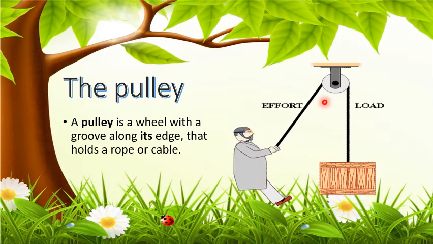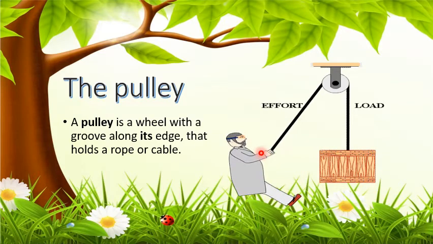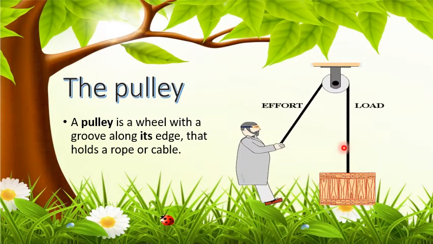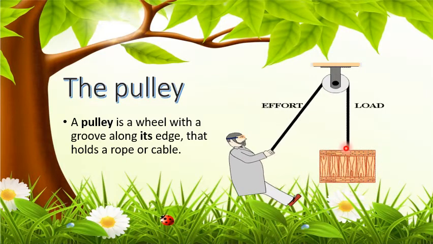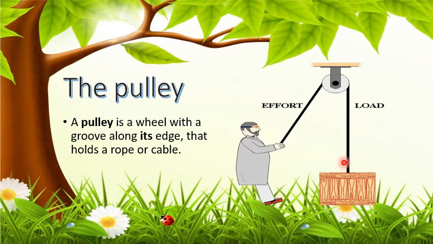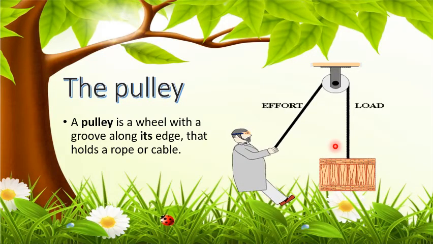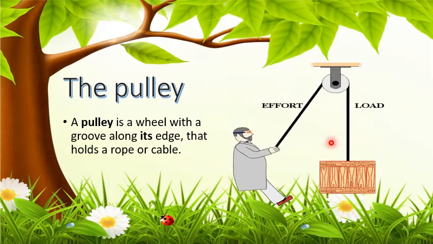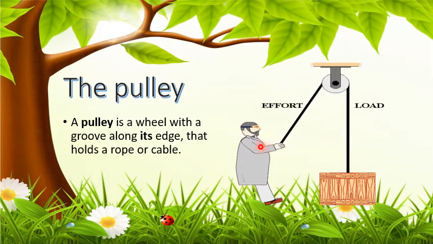Now you can see that this man is just pulling down the rope while the load is going up. He is pulling down the rope and the weight is going up. So you can see that the force is applied in one direction, and the load is moved in a different direction. So we can say that the pulley is used to change the direction of force.